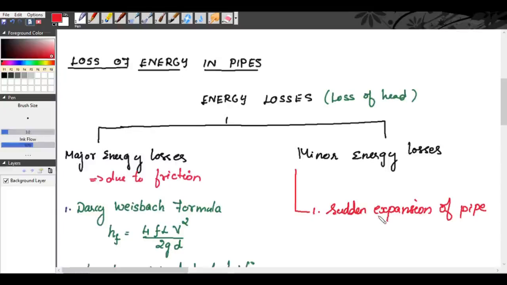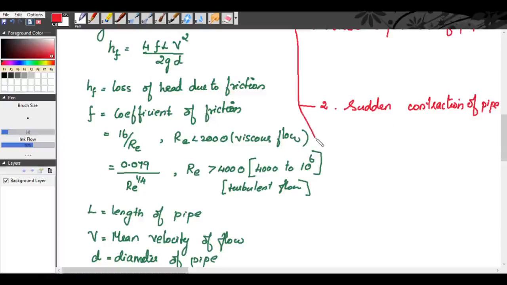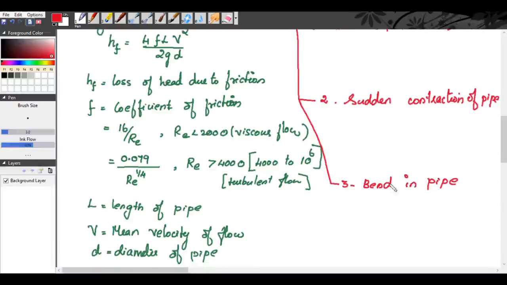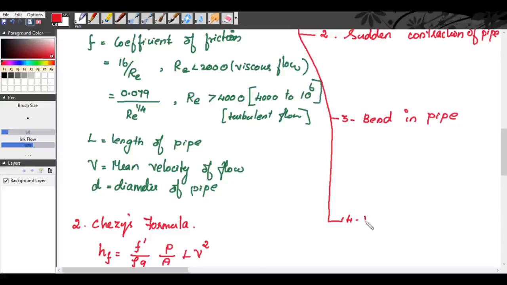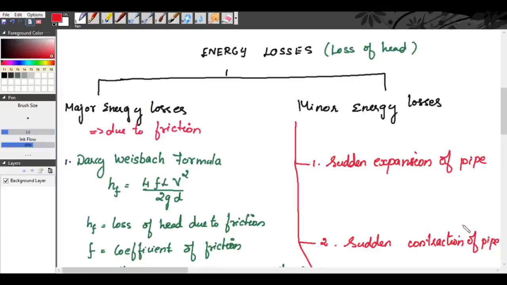We know sometimes the cross section of the pipe will be suddenly expanded. Second reason is due to sudden contraction of pipe. Third reason is due to bend in pipe. Fourth reason is due to miscellaneous factors, for example pipe fittings, etc. And the last reason may be due to some obstructions in pipe. So these are the different causes for minor energy losses, and for each cause we have a separate formula.